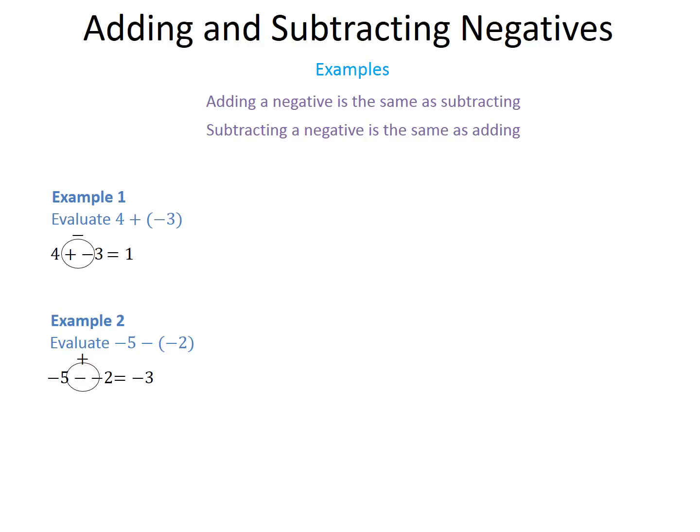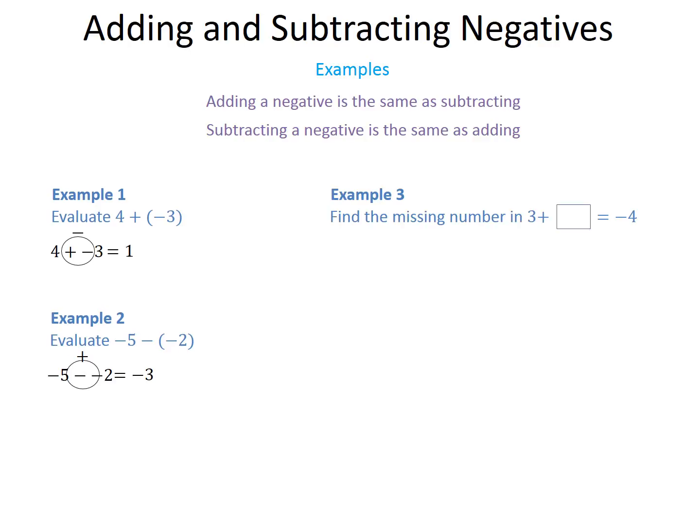And using our strategies, we can work out that that is equal to -3. Now in this next one, we have to find the missing number in 3 plus something equals -4. Now if I just try and use positive numbers here, it's not going to work. 3 plus 1 is 4, 3 plus 2 is 5, 3 plus 3 is 6. I'm getting further and further away from -4. And so the answer isn't going to be a positive.